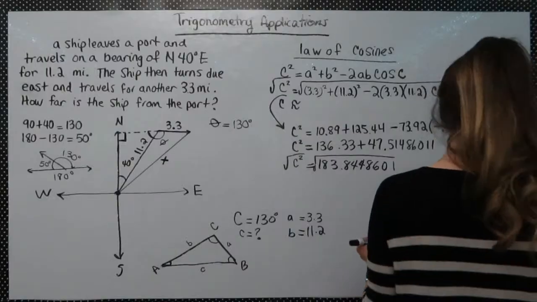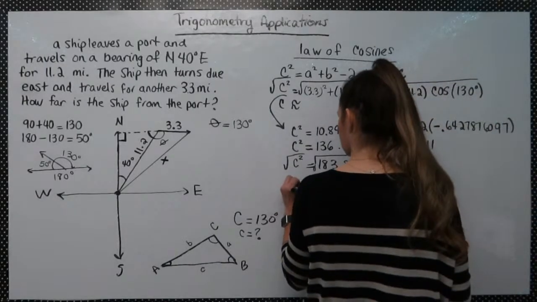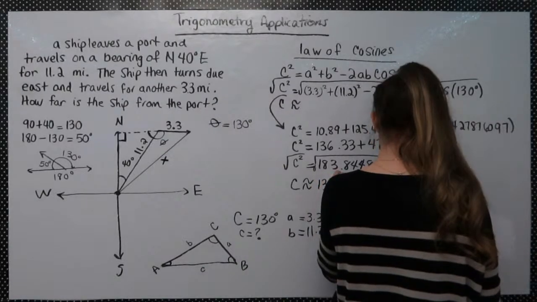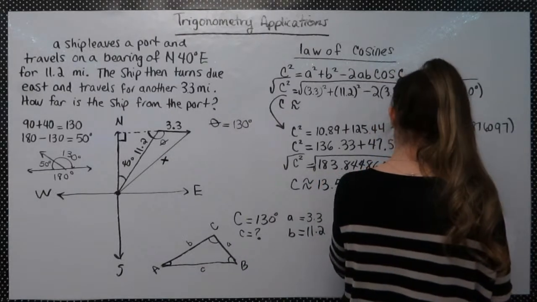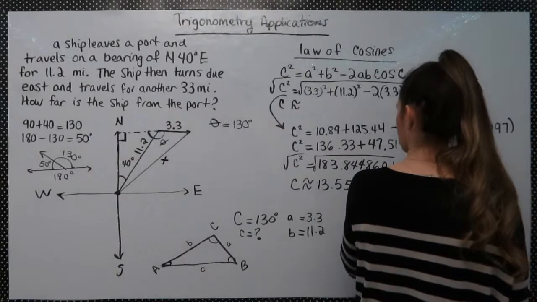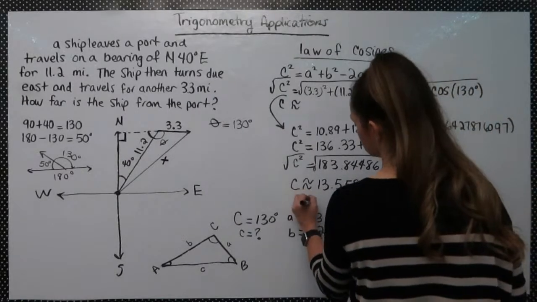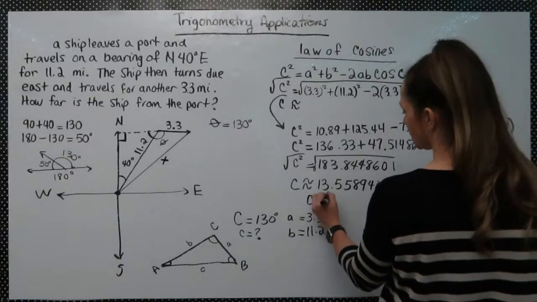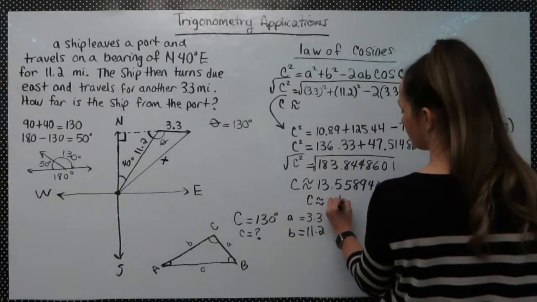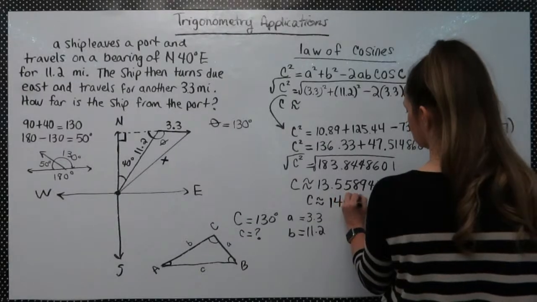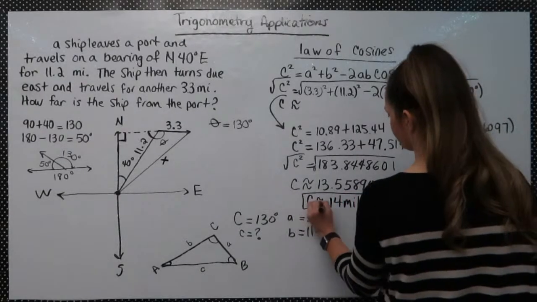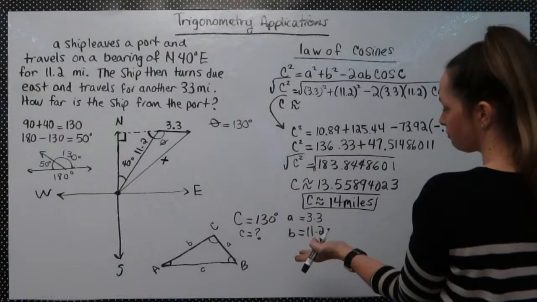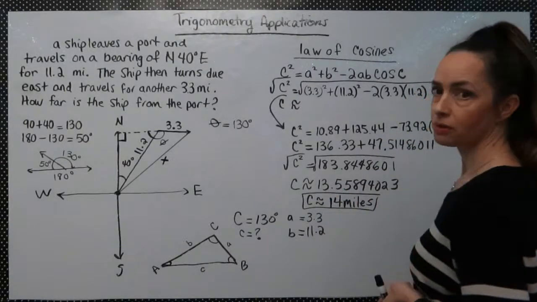And it's giving me a value of approximately 13.55894023. Your problem might ask you, if you had something similar to this, to round to so many digits. We can just round to whole numbers, and it is approximately 14 miles, or 13.5 miles. So however you look at it.